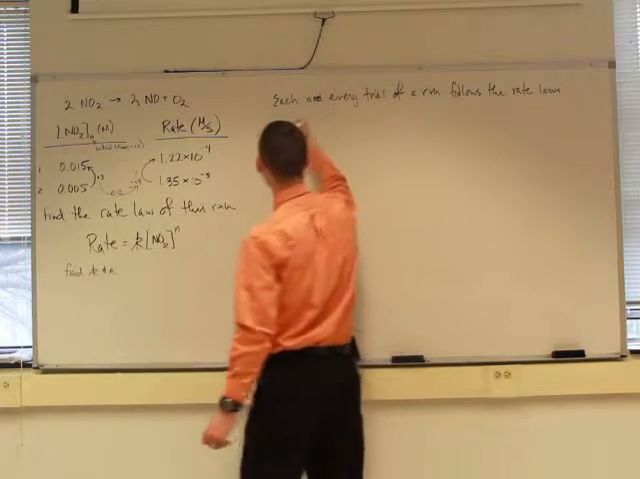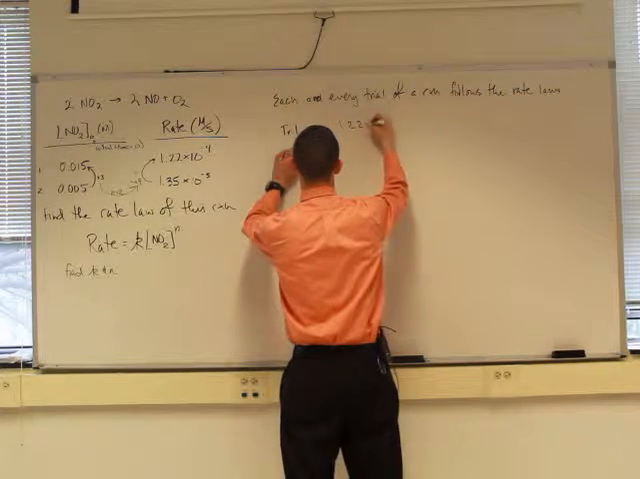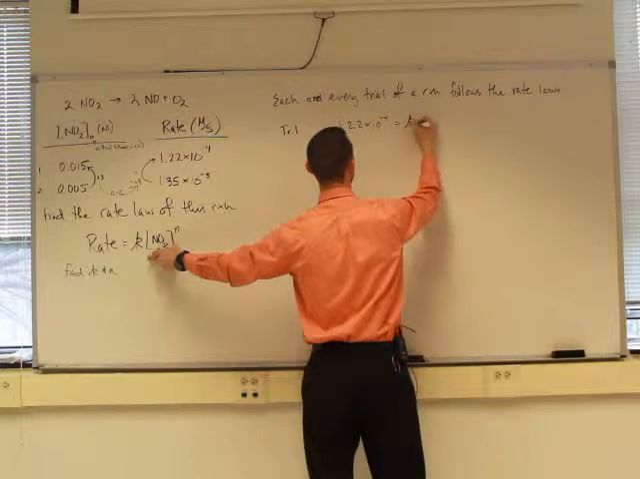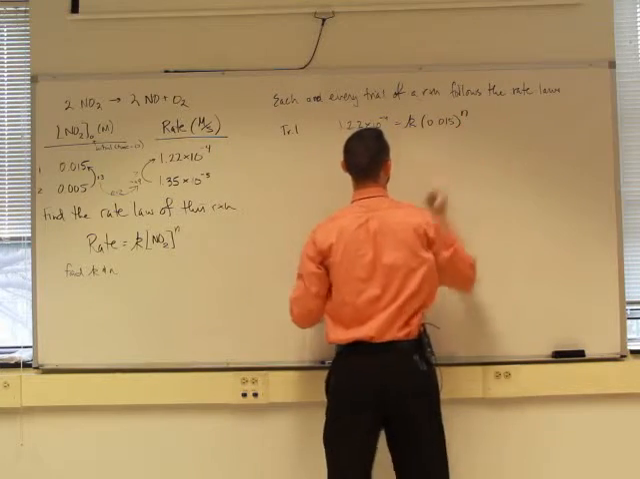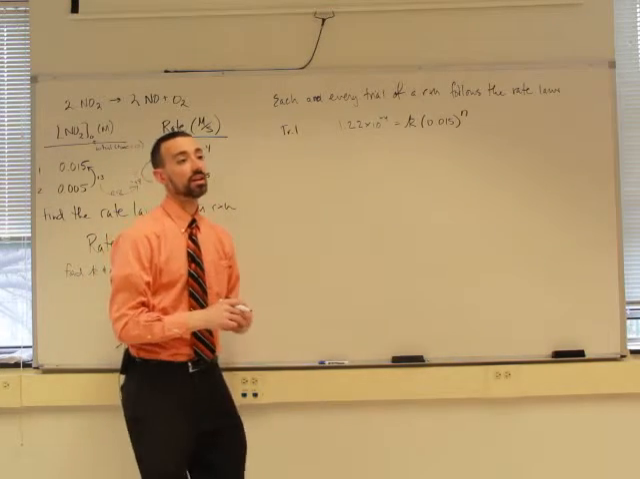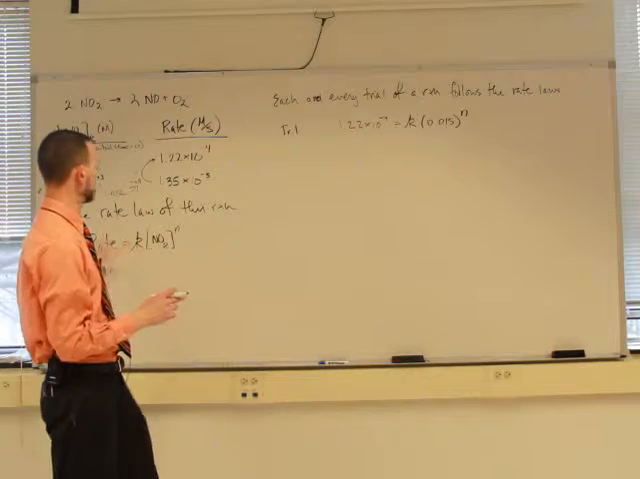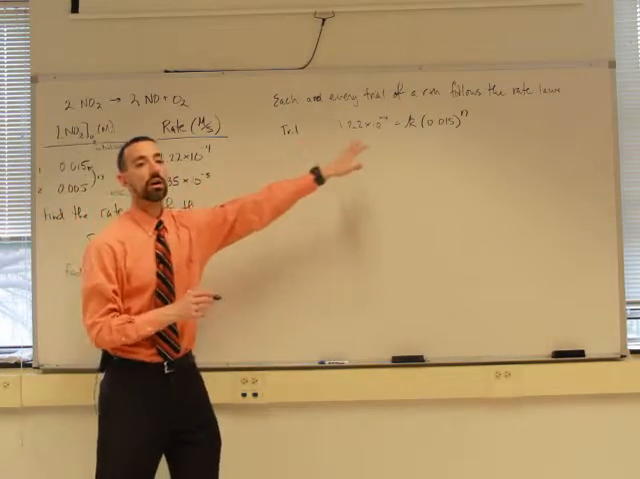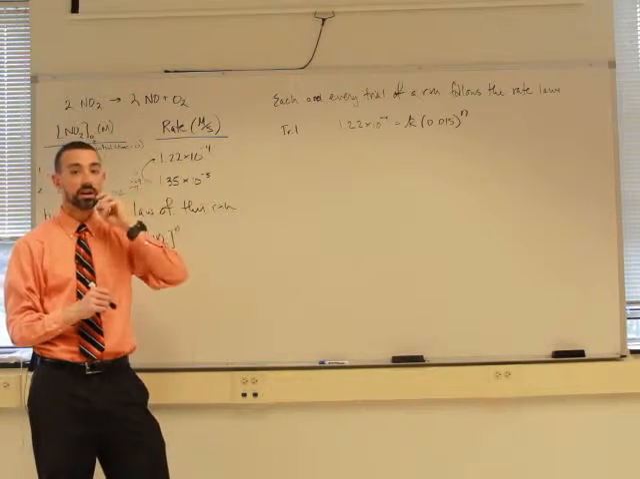So in other words, for trial 1, the rate, this 1.22 times 10 to the minus 4, equals the unknown rate constant times the concentration, 0.015, raised to the nth power. Okay? So all I did was substitute the numbers for the 2 different placeholders down here in the rate law. But how many unknown values are there in that equation? 2. There are 2 unknowns there.